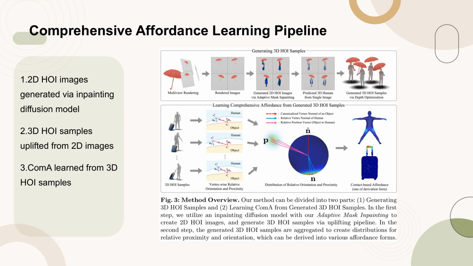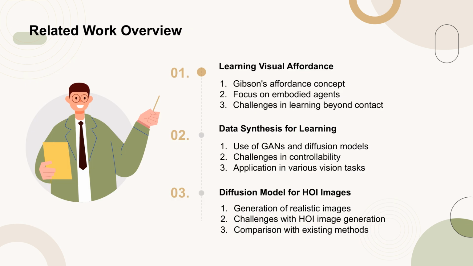The concept of visual affordance was introduced by Gibson, focusing on functionalities provided by the environment to agents. This concept has been extended to vision and robotics, where the goal is to teach agents to interact with scenes. However, learning affordances beyond simple contact points has been challenging due to limited data.